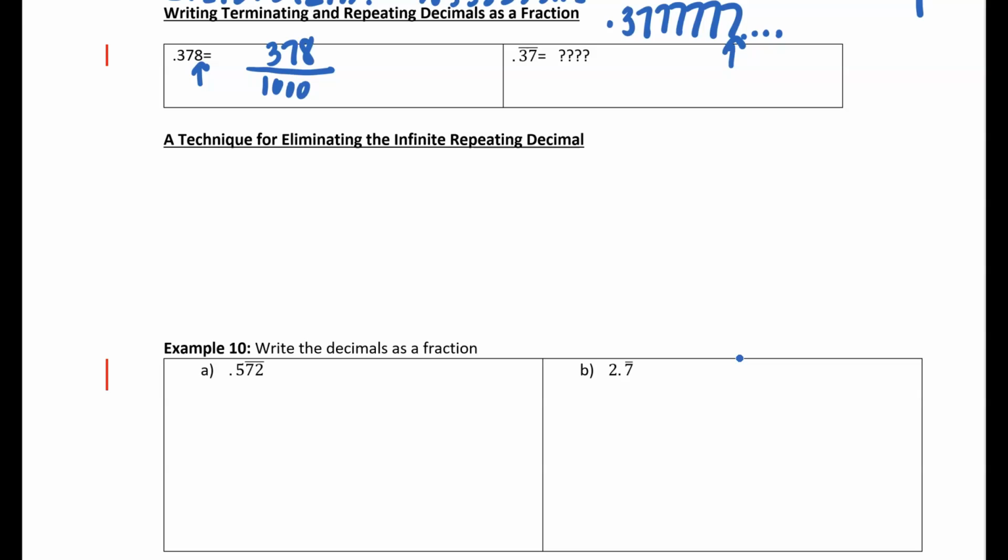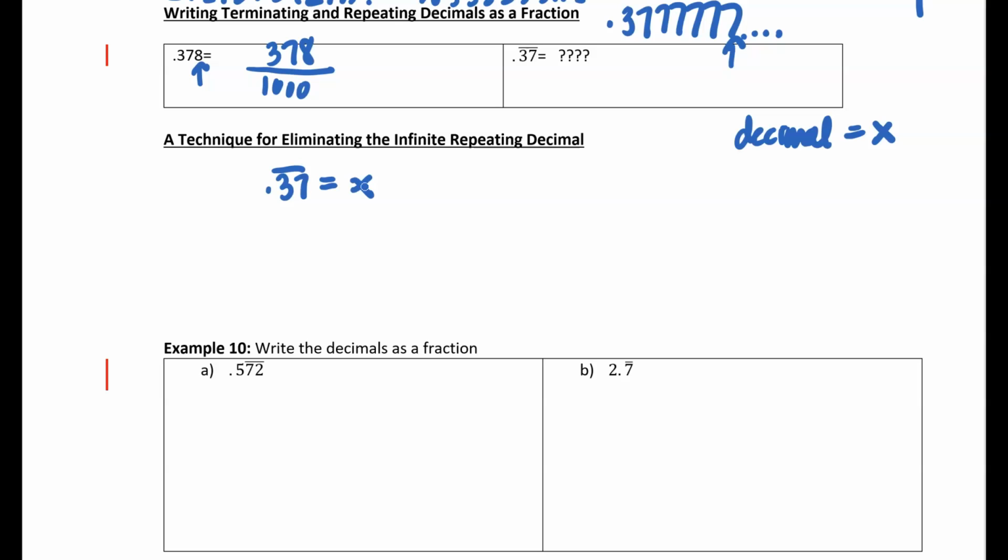So I'm going to show you a technique for writing a repeating decimal as a fraction. It's going to seem a little bit weird, but bear with me. We're going to use some algebra here, and hopefully after doing a couple, it'll make some sense. So the first thing that you do is you set your decimal equal to x. So you say 0.37 repeating is equal to x. So you write an equation.